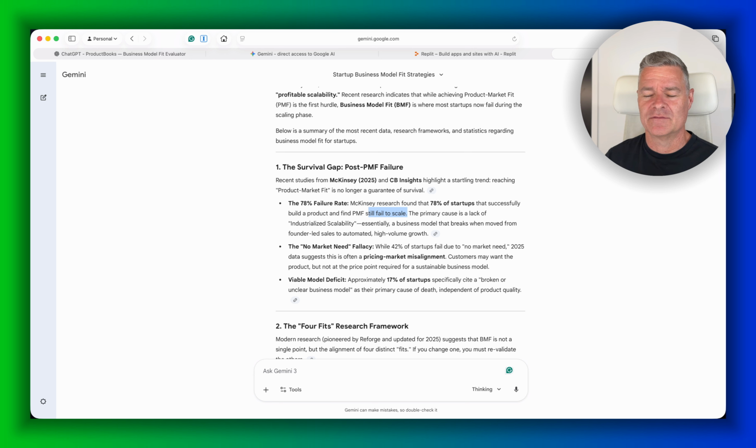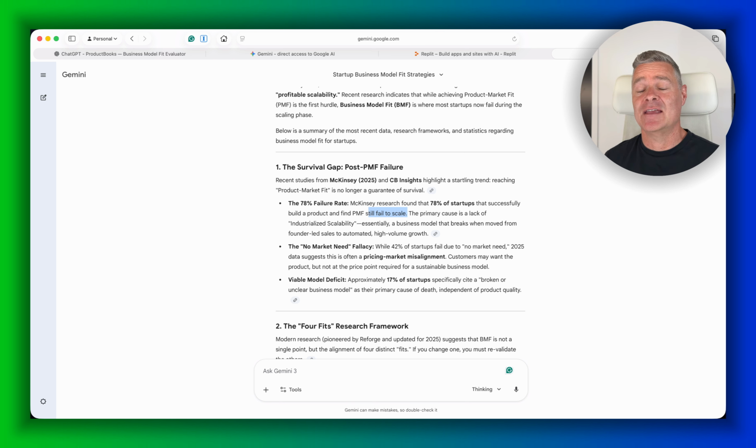So scale is a way of saying what happens when you have business model fit. The primary cause is a lack of industrialized scalability. Love that idea. Essentially a business model that breaks when moved from founder-led sales to automated high volume growth. So what it's talking about here is often many early stage startups, there's a great founder, has the vision, who can get customers excited. That's founder-led growth. But when you move to sales and marketing or product or platform-led growth, it's more than just the founders. And that often breaks. It's a growth motion that breaks. And what they're citing here is that break in the growth motion, because that's the only way you can scale. You get into a lot of trouble.